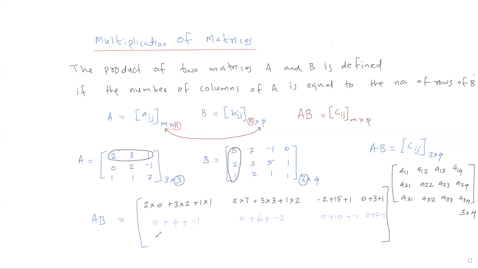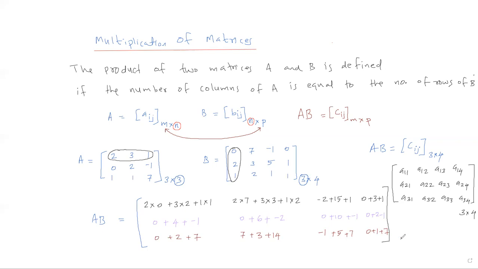So 1 into 0, 0; plus 1 into 2, 2; plus 7 into 1, 7. Now third row into second column: 1 into 7, 7; plus 1 into 3, 3; plus 7 into 2, 14. Now third into third: 1 into minus 1, minus 1; plus 1 into 5, 5; plus 7 into 1, 7. Now third into fourth column: 1 into 0, 0; plus 1 into 1, 1; plus 7 into 1, 7. Done. Now you can simplify and write the answer.